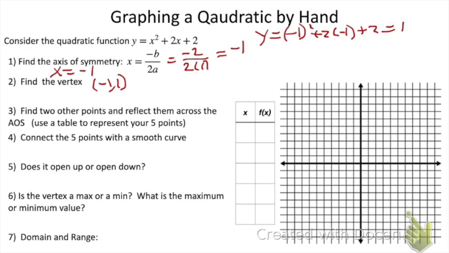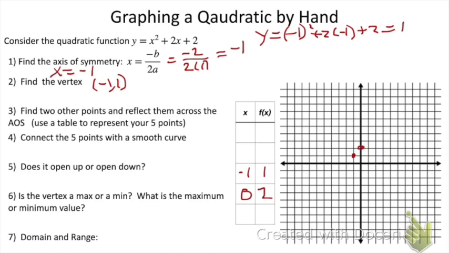So I have this table here I'm going to use to help me solve this. To graph it, I'm going to put my vertex in the middle, negative 1, 1. And then for step 3, find two other points and reflect them across the AOS. So we want to use nice numbers since our vertex is right here on my graph. Going toward the y-axis is really nice because we can use the y-intercept. If we go that way, we're going to go to 0 next, and our y-intercept is just 2, that plus 2 at the end. So we're at 0, 2 right here.